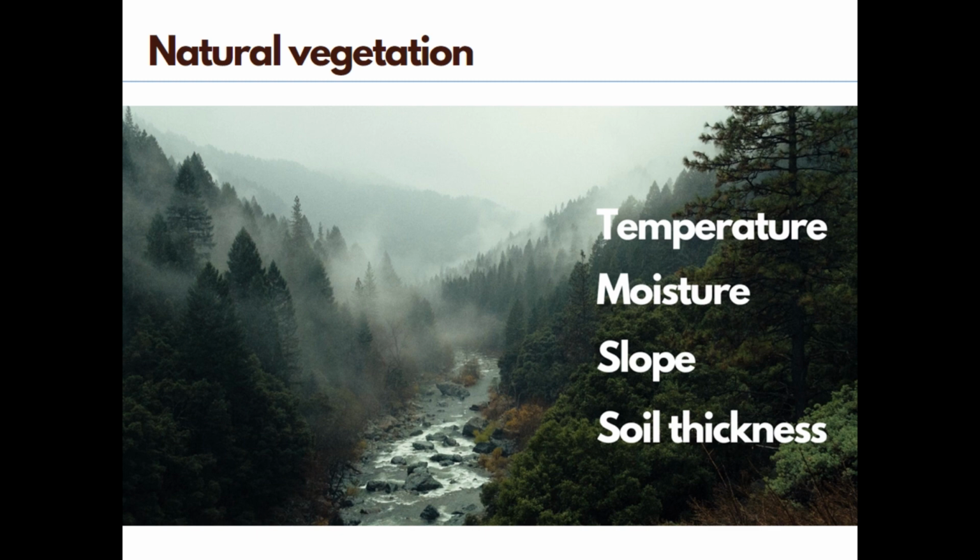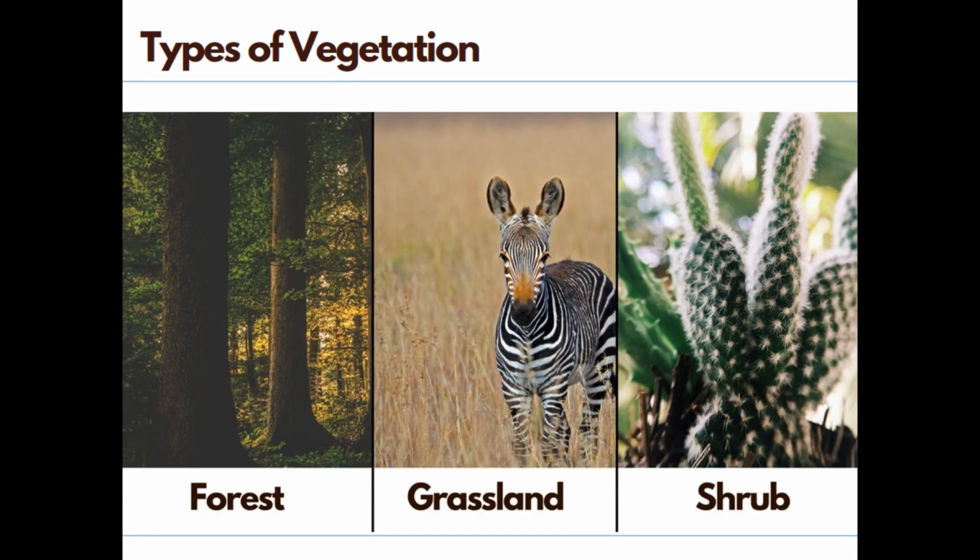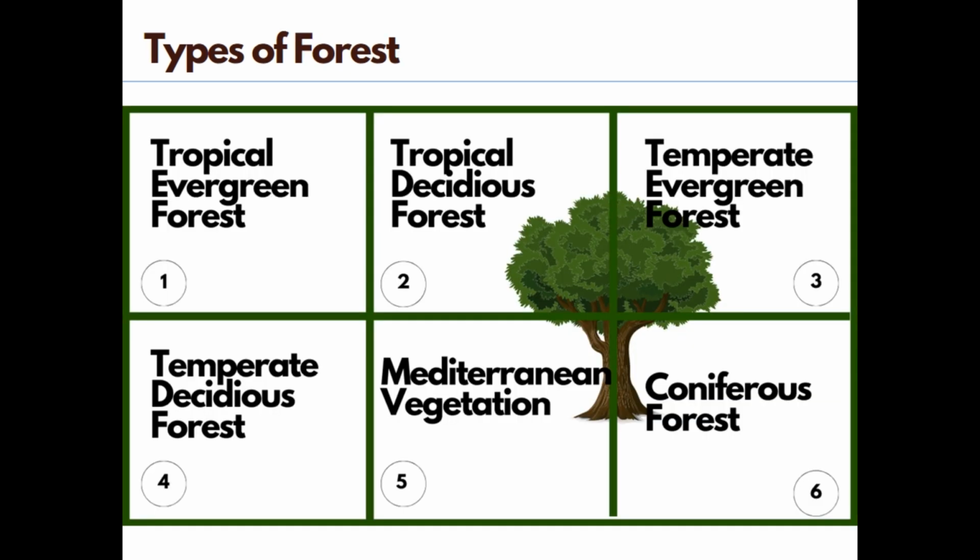Natural vegetation around the world can be classified into 3 types. They are forest, grassland, and shrubs. Among them, there are 6 types in forest. They are tropical evergreen forest, tropical deciduous forest, temperate evergreen forest, temperate deciduous forest, Mediterranean vegetation, and coniferous forest. Let's start with tropical evergreen forest.